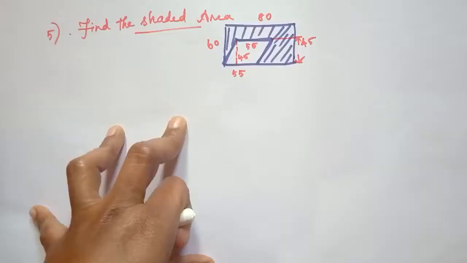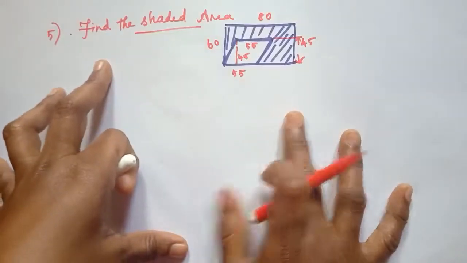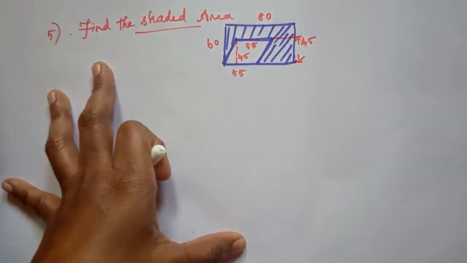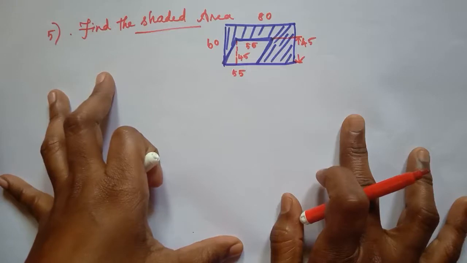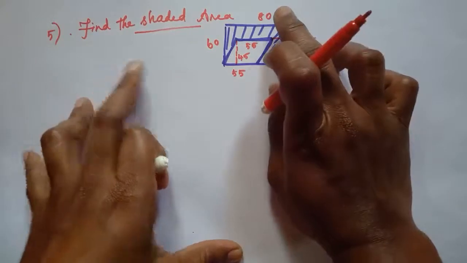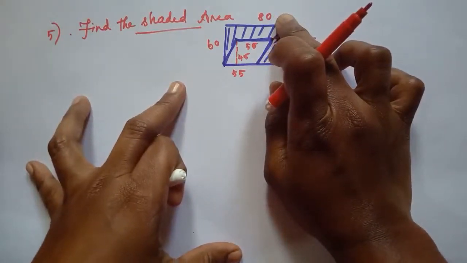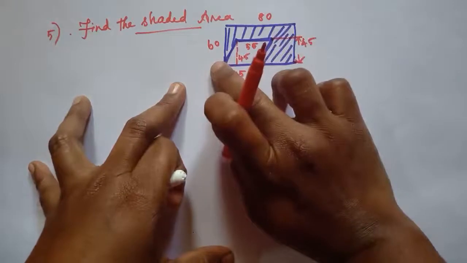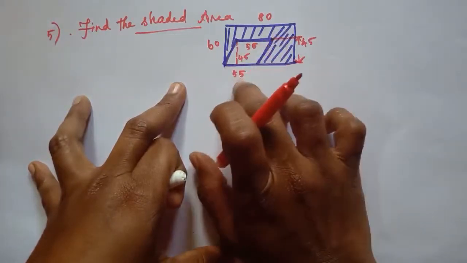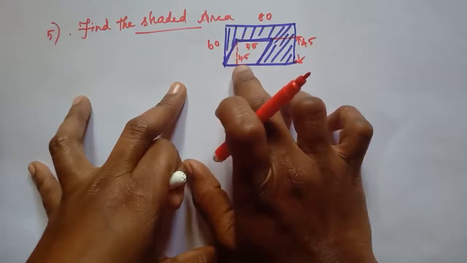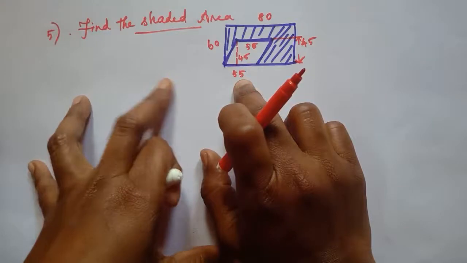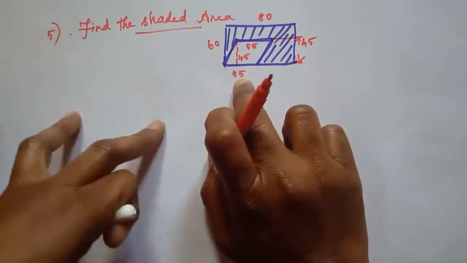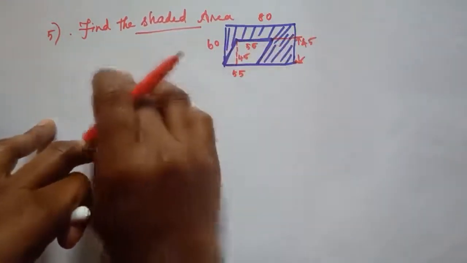Then now let's move to the fifth question. Find the shaded area. Listen, students. Here a rectangle is there and inside it a parallelogram is also there. For the rectangle it is 80 centimeter length and breadth 60 centimeter. For this parallelogram, what is height? 45 centimeters height. So this base is equal to 55 centimeter. We have to find the shaded area.